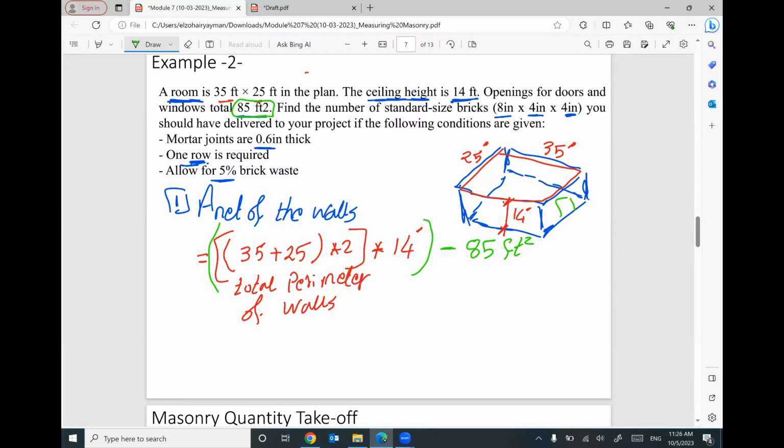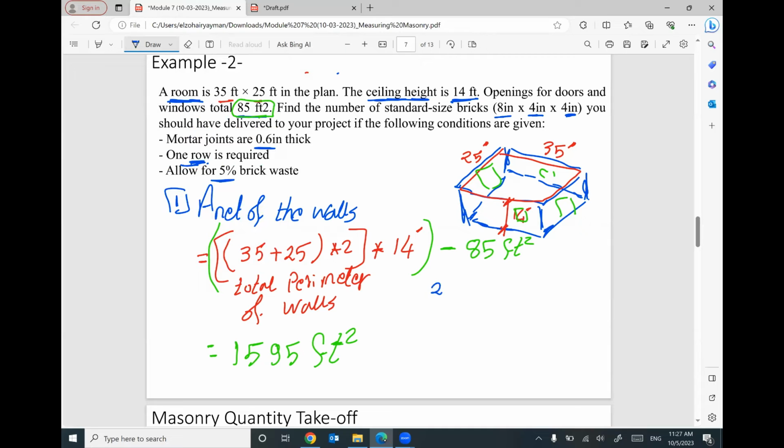So we have a door here, we have window maybe, we have another door, we have another window, so the total surface area of this opening equal 85. So the total net surface area of the walls, 35 plus 25 times 2, this is the perimeter, times 14, this is the total gross surface area, minus 85, I have total net area equal 1,595 square feet. Looks good.